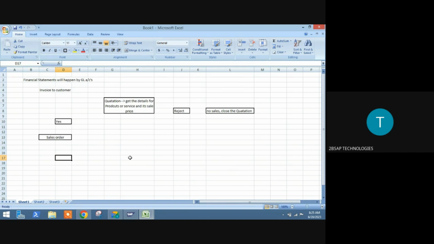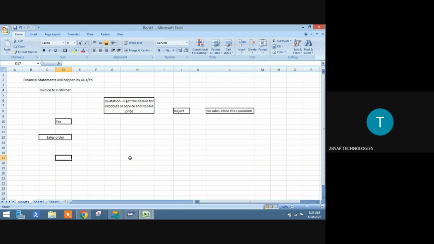50 into what is the price, sir? 10. What is your stock value? 500. What is your sale value? Sale value of stock, 500. You sold 50 quantities.